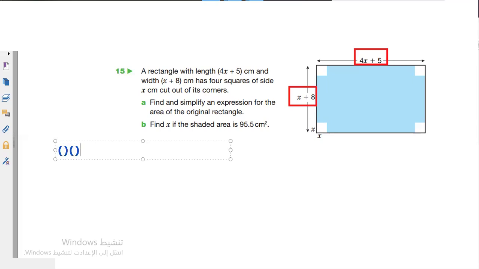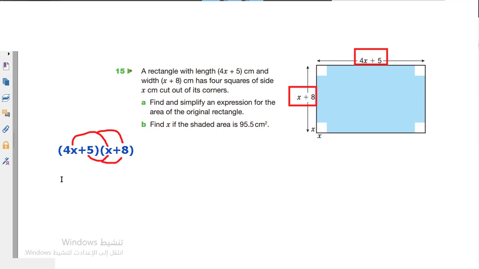So we have two brackets. Focus on the expanding because it's very important. So 4x plus 5 multiplied by x plus 8. So these are the width and length. We're going to multiply them by each other to find the area of the rectangle. So we're going to follow the same steps of factorizing. First one times first one and second one. And then second one times first one and then second one.